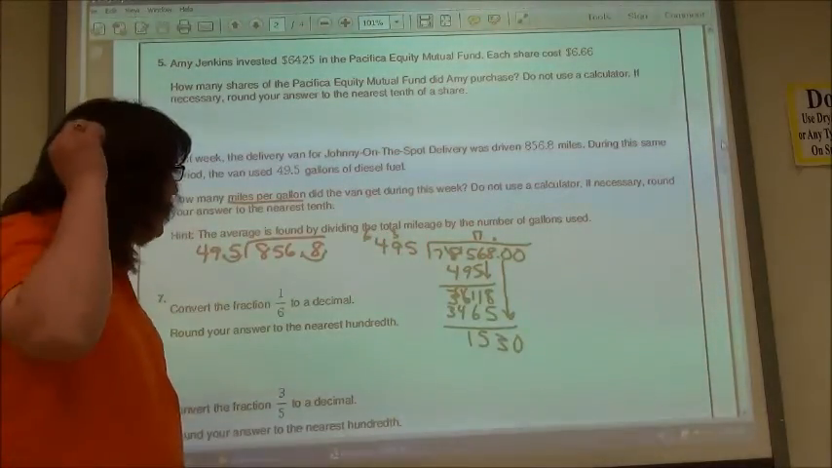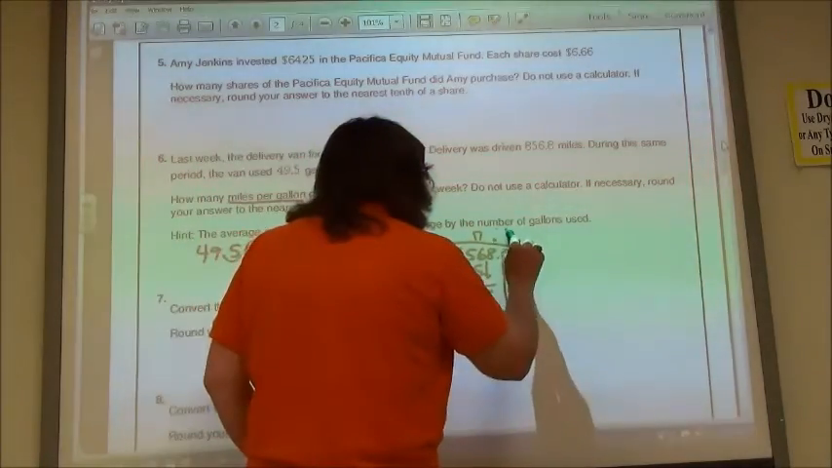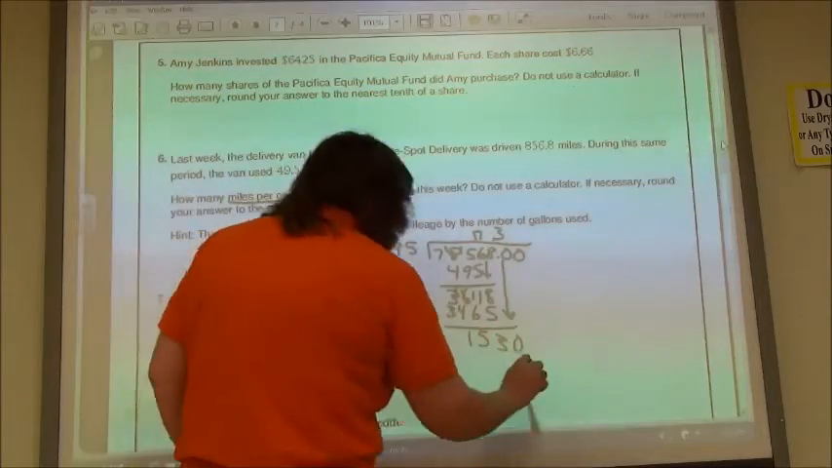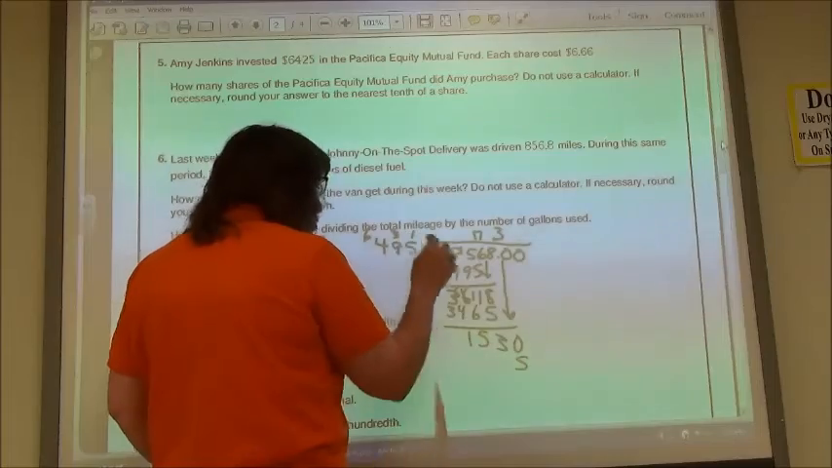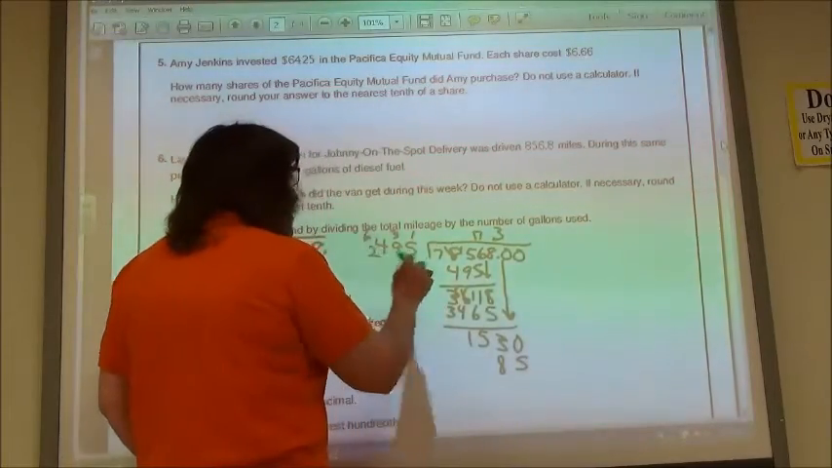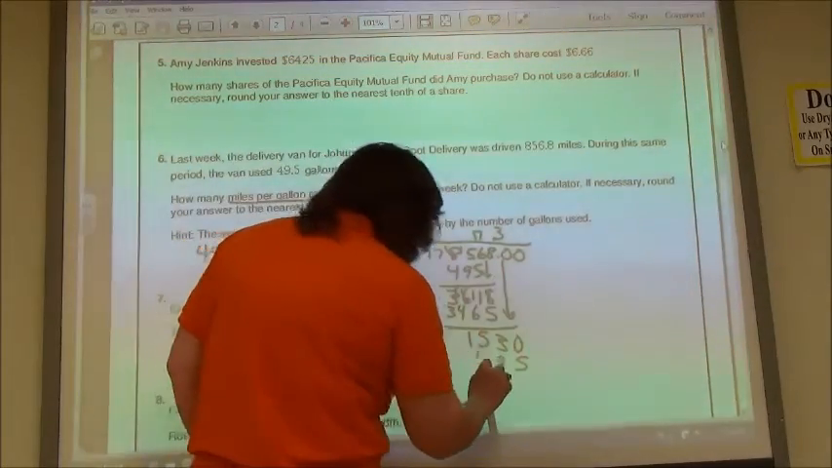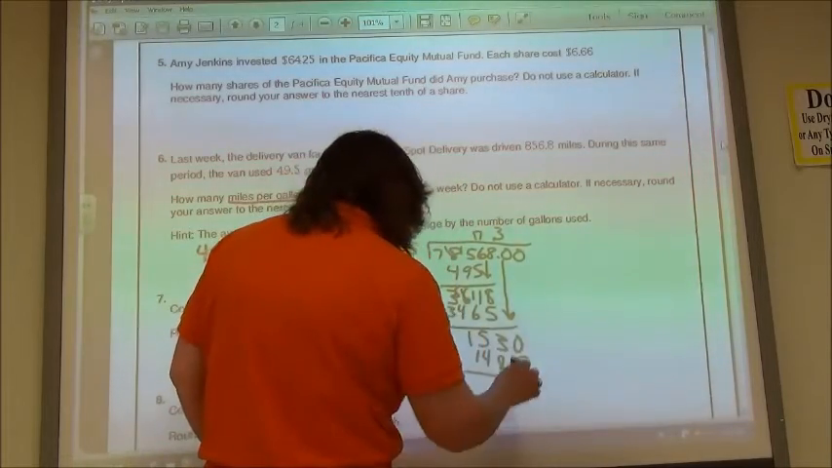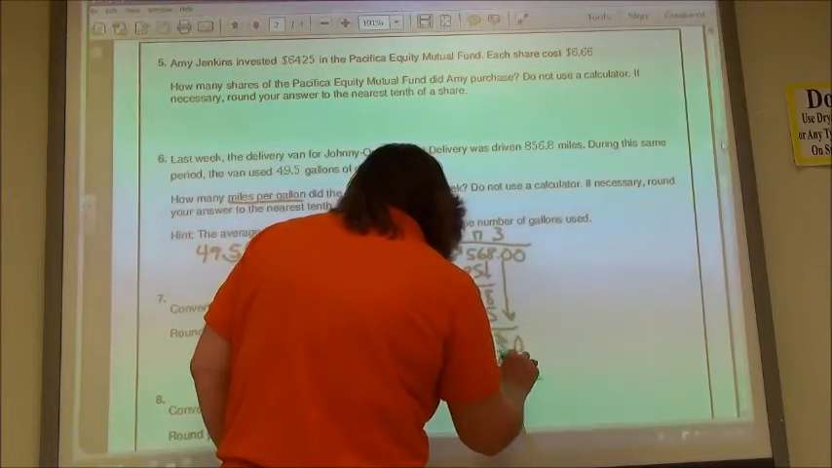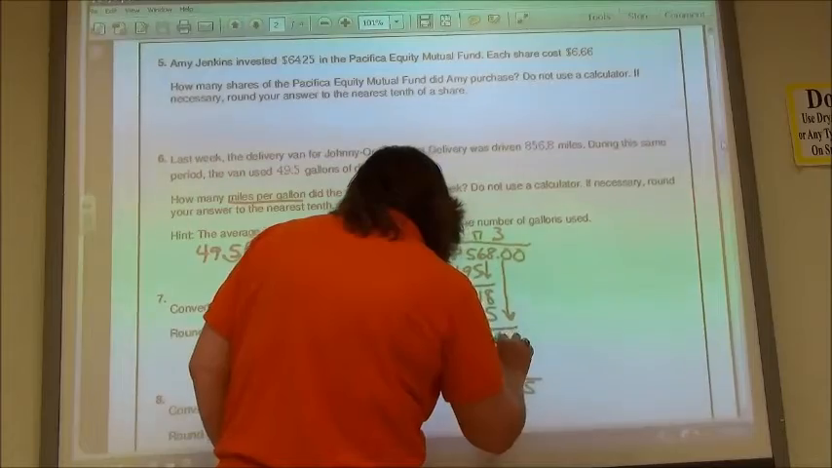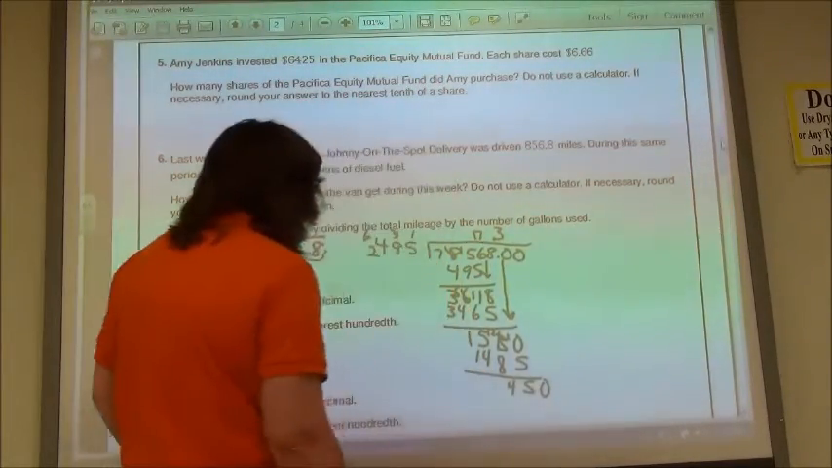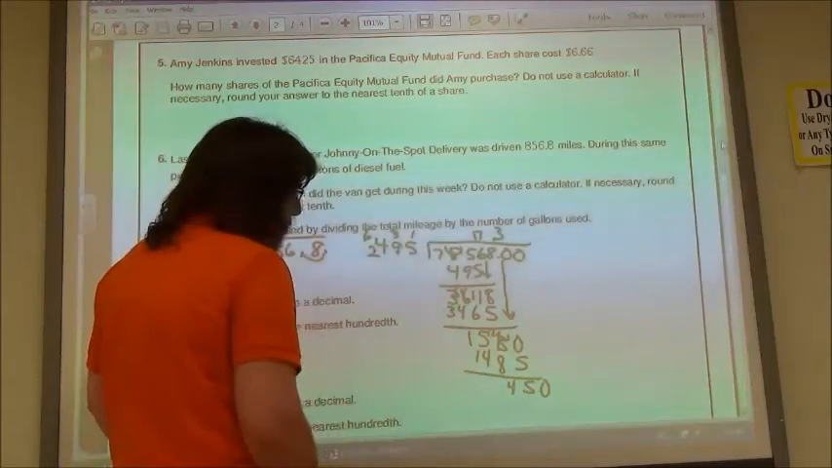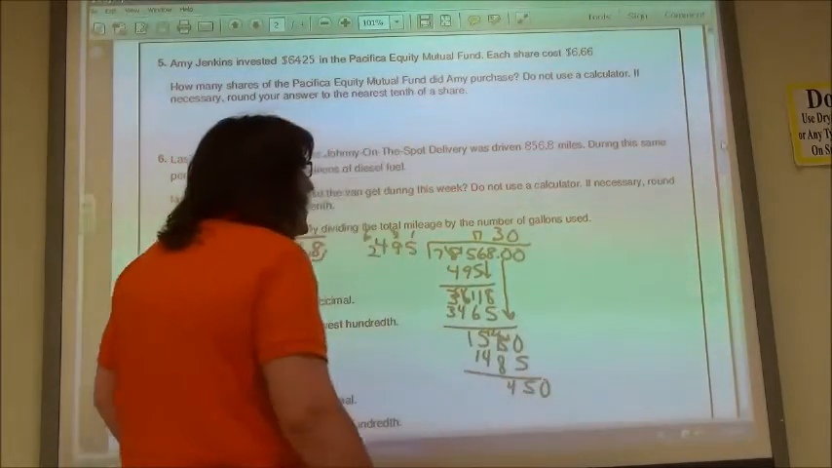And so 1,530 divided by 495 would be about 3 times, it looks like. 3 times 5 is 15. Oops, over here. 3 times 3 is 27, 28. 3 times 4 is 12, 13, 14. And if we subtract, we are going to have to borrow again. So 5, 12 would be 4, so 45, and bring down our 0. 495 into 450, not going to go in there anytime.